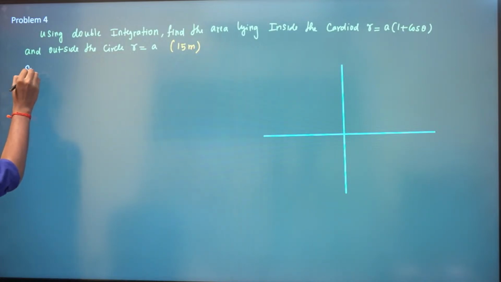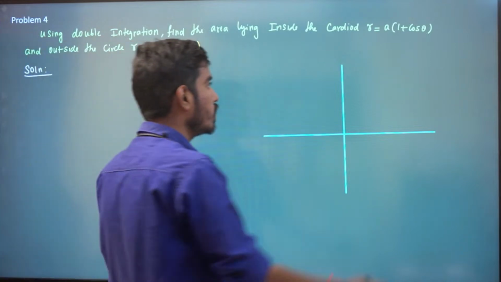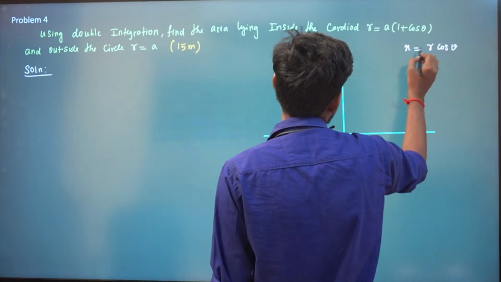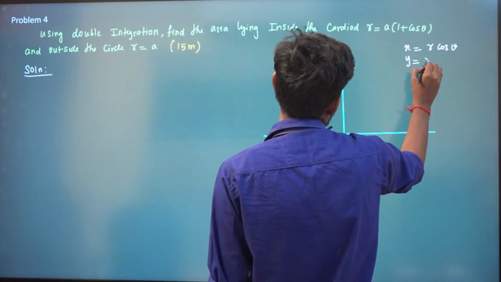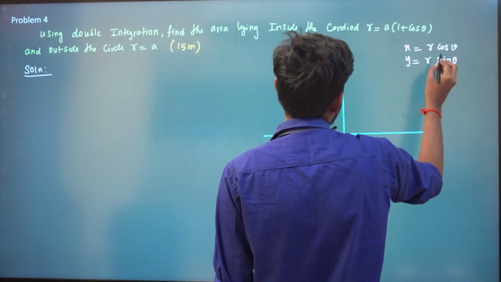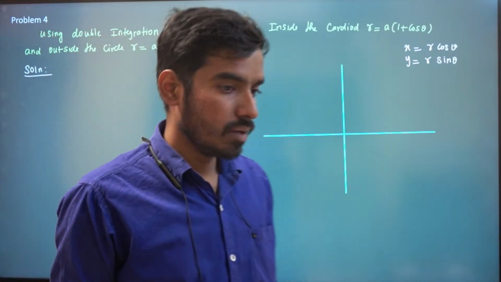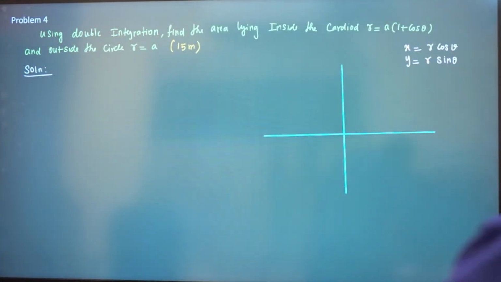So double integration we will do by polar coordinates. For double integration, the polar coordinates are x is equal to r cos theta, and y is equal to r sin theta, right? That is, x comma y we are representing in terms of r comma theta. So it will be polar coordinates.